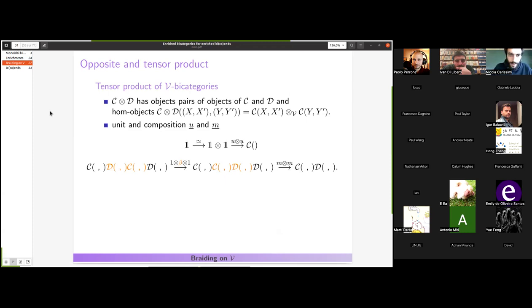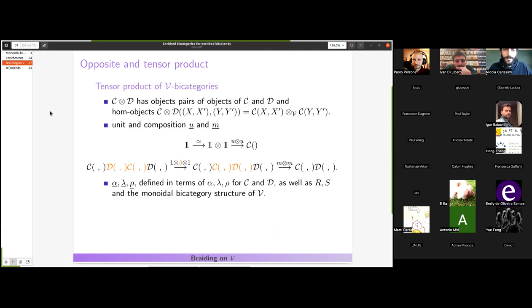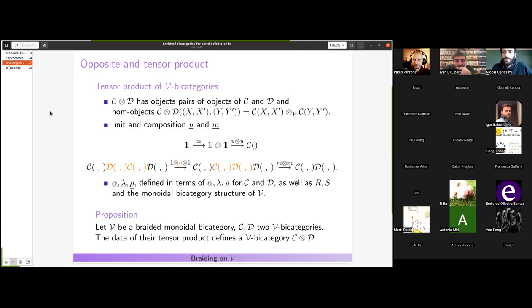We need to switch to middle terms, to tensor the middle terms for defining the composition. And as before, the new alpha, lambda, and rho for C tensor D will be defined in terms of alpha tensor alpha for C and D, lambda tensor lambda for C and D, rho tensor rho, and the braided monoidal structure of V. Again, one has to check, and that's kind of a lot of computation, in string diagrammatic formalism that identity and associativity coherence actually hold true in this case.